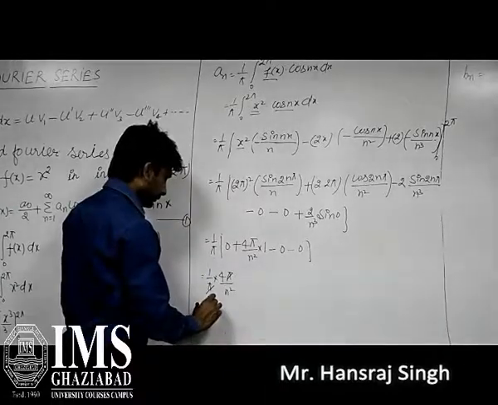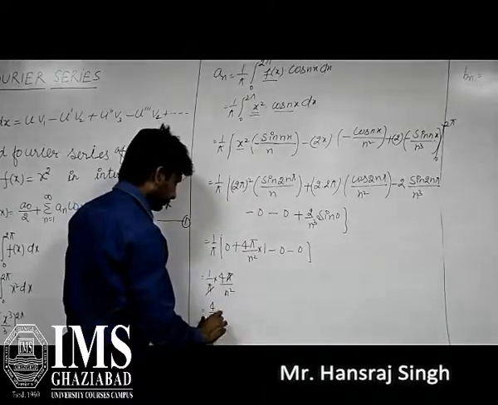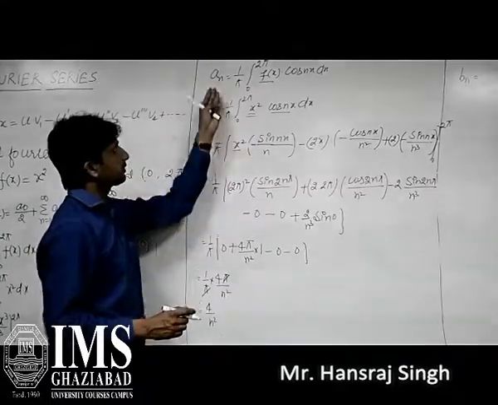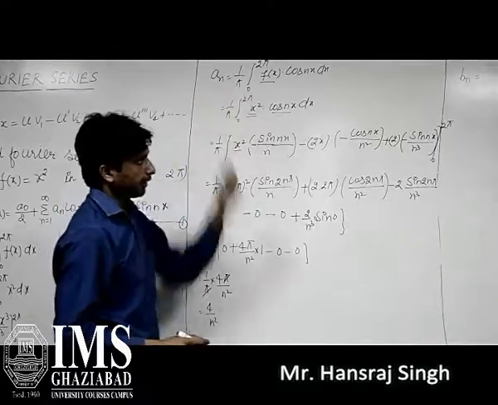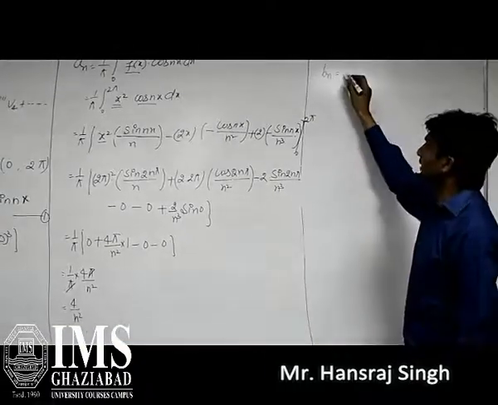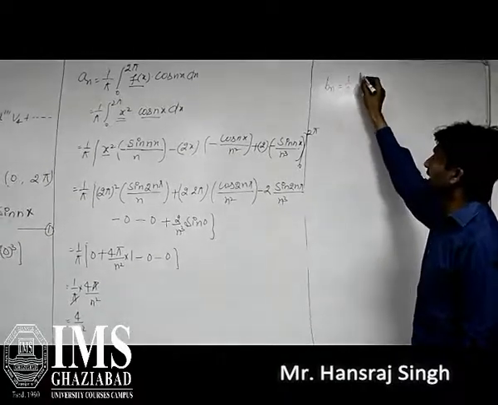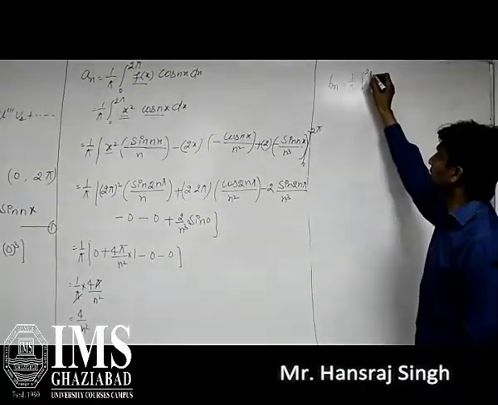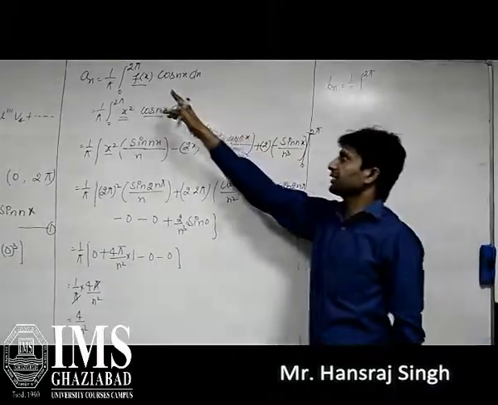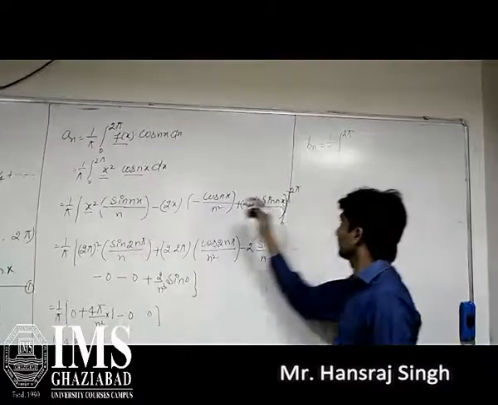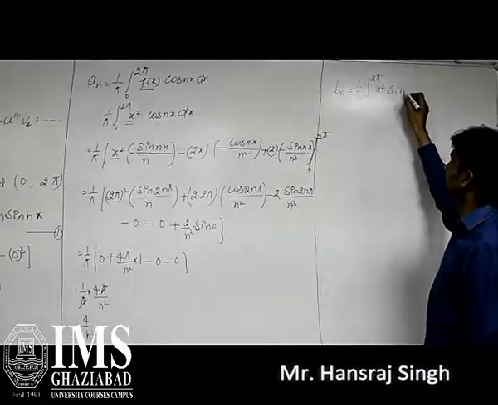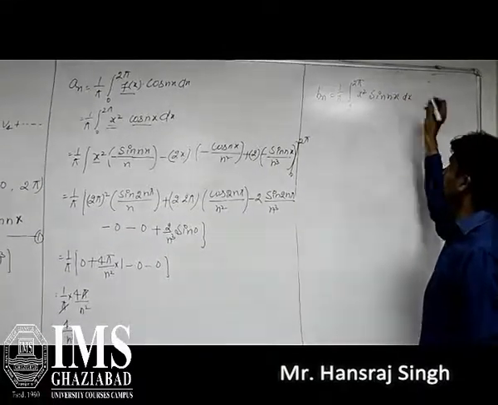So the last term is 4 upon n square. Similarly, we can also find the Euler's constant bn. The formula of bn is 1 upon pi integral from 0 to 2 pi, and f(x), as you know, is given as x square, so this is x square, and in this term sine nx.